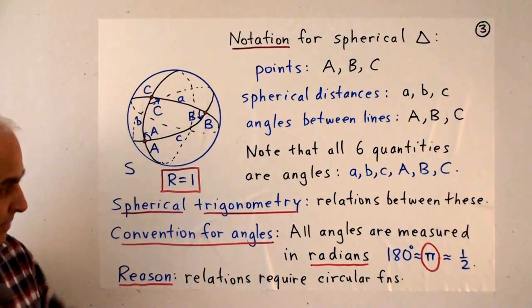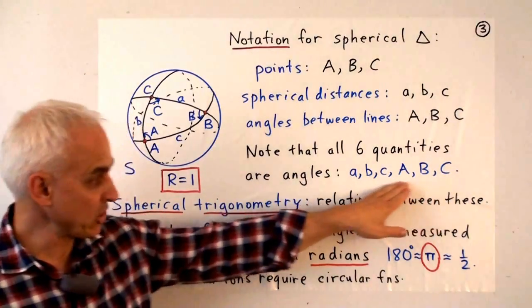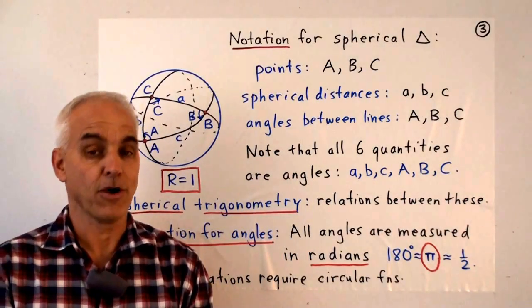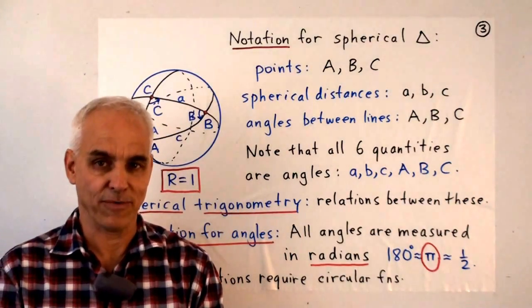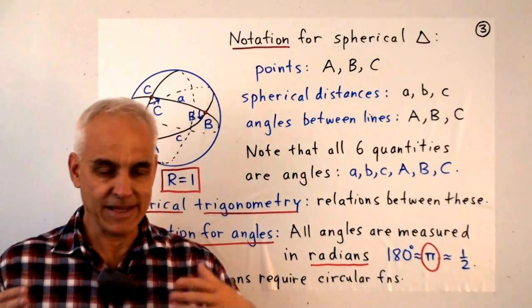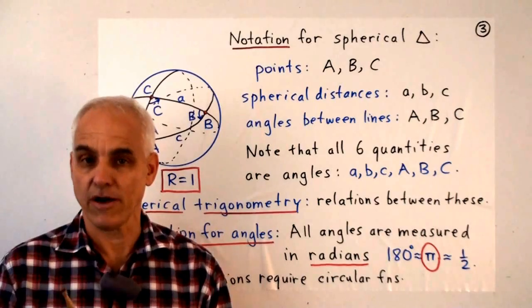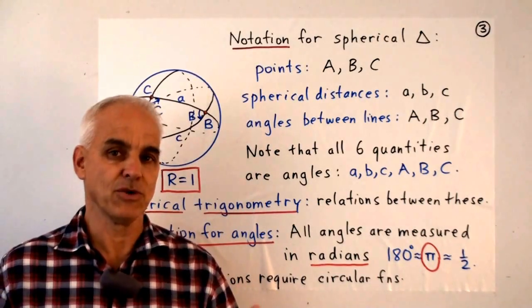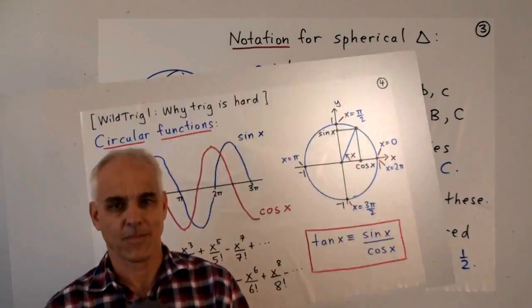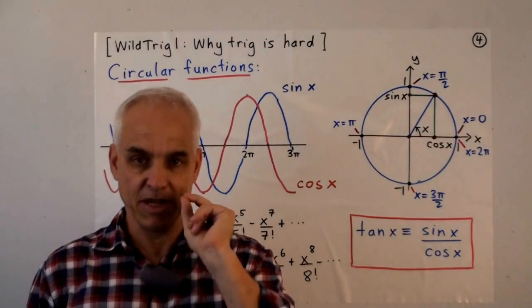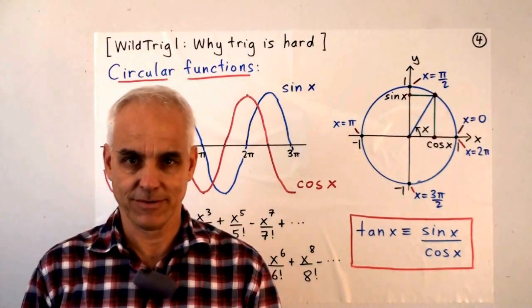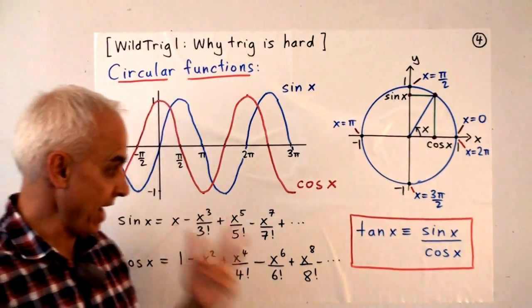So our job is now to identify what are the main relations that hold between these 6 angles. And there are a remarkable number of relations. Not all independent. The relations are intimately interwoven, but there are a lot of them. So I'm going to now present to you the main ones, the most important ones. But before I do that, let me give you a very brief refresher on the main circular functions: cosine, sine, and tan.